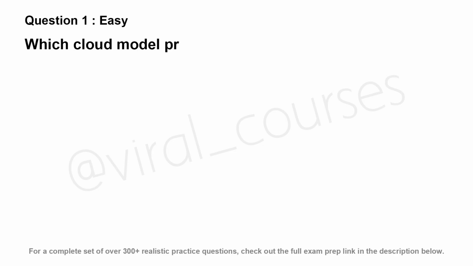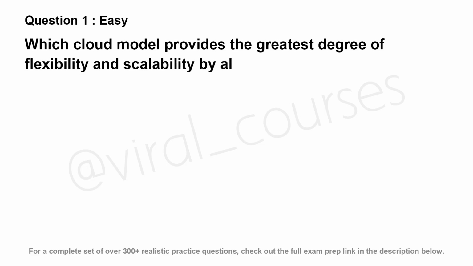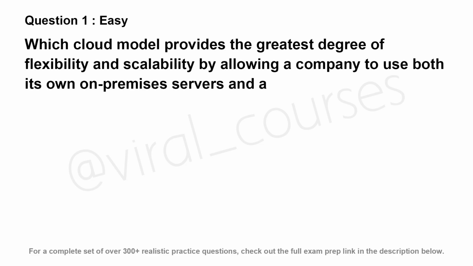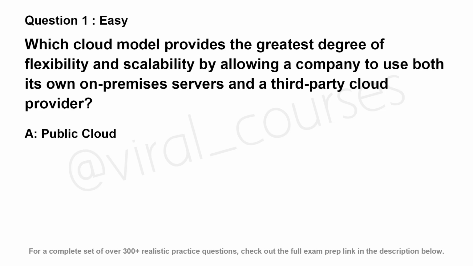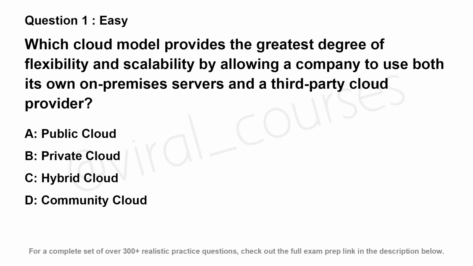Which cloud model provides the greatest degree of flexibility and scalability by allowing a company to use both its own on-premises servers and a third-party cloud provider? Option A, public cloud. Option B, private cloud. Option C, hybrid cloud. Option D, community cloud.